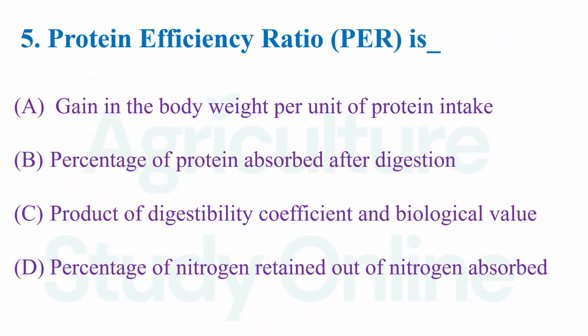Question number 5. Protein efficiency ratio, that is PER, is gain in body weight per unit of protein intake. This is true. The protein efficiency ratio measures how much body weight increases per gram of protein consumed. Percentage of protein absorbed per digestion. This is actually digestibility.